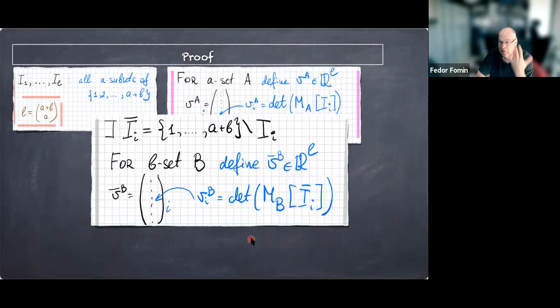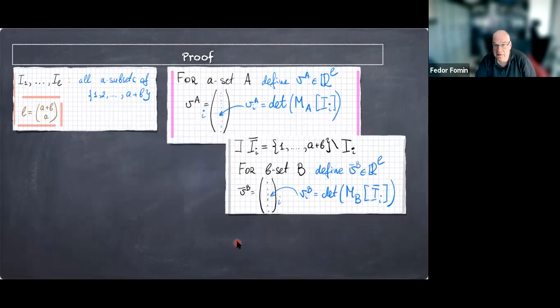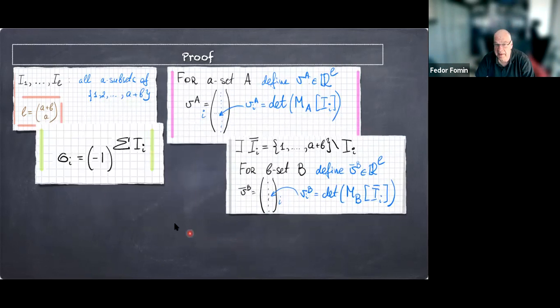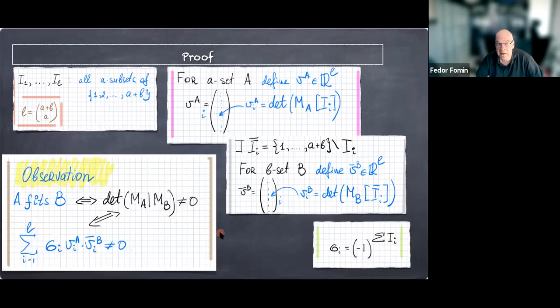So for every set B, I define the vector V bar, and this is again a vector in dimension L, and every coordinate of this vector is equal to the determinant of the matrix B induced by the complementary rows of the set for the set A, for the set i. Right? And finally, I need this number sigma_i, which is just (-1) to the power of the sum of the elements in the set A_i.